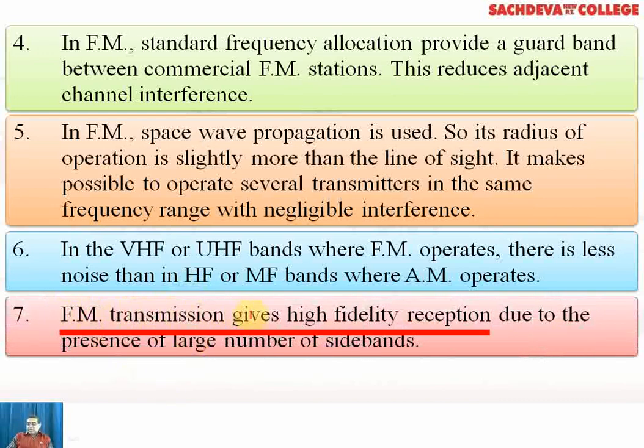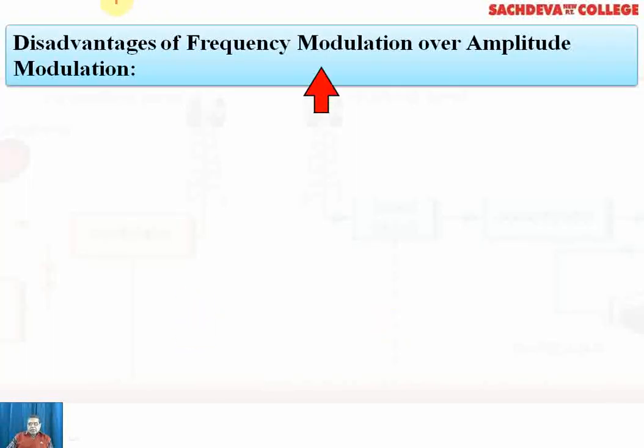FM transmission gives high fidelity reception due to the presence of a large number of side bands. What exactly do we mean by a large number of sidebands? That is a larger number of frequencies responding to the frequency modulation. Now, the disadvantages of frequency modulation over amplitude modulation.